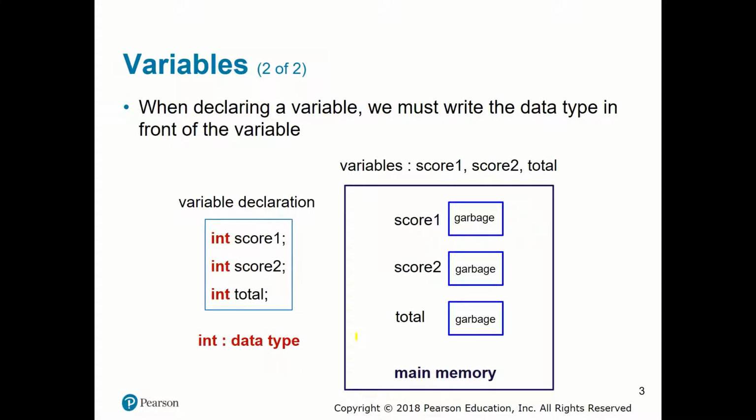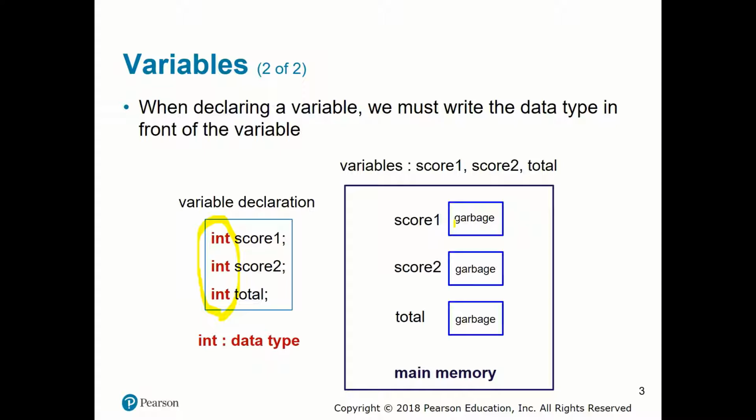When declaring a variable, we must write the data type in front of the variable, as I told you. So here are 3 variable declarations: int score1, int score2, and int total. Then in the computer's main memory, 3 spaces are created, one for score1, score2, and total. And here, this is the data type I told you. So this means that all these 3 spaces will have integer values.